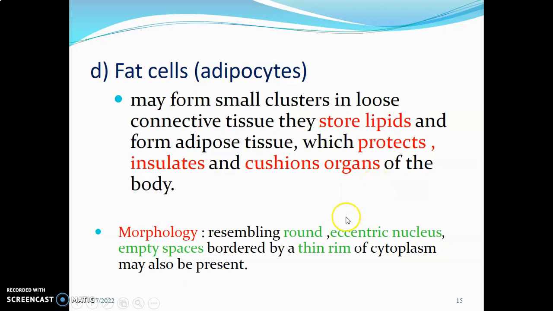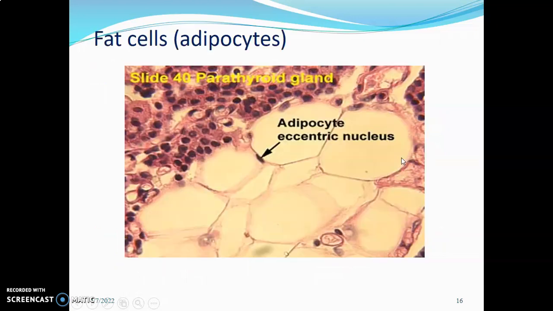What is the morphology of the fat cells? They usually look round, and the nucleus is eccentric. The cell looks like it has empty space because these lipids do not take up stain, so they appear clear. The fat is so much in the cell that it pushes the nucleus to the side, and the cytoplasm too, so the cytoplasm looks like a thin rim.